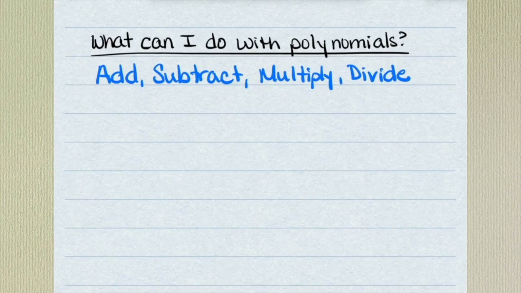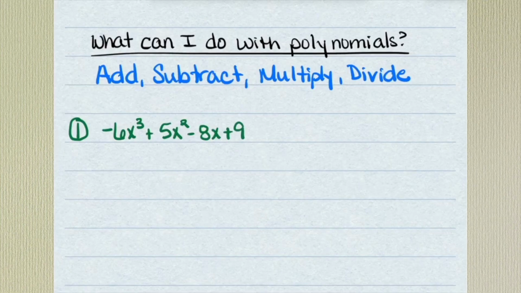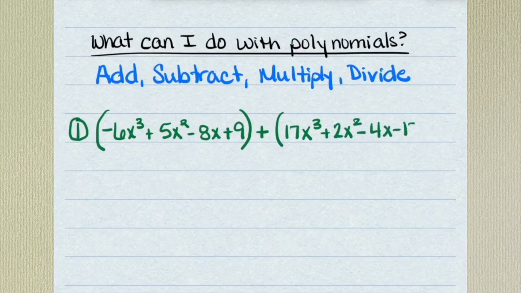I'm looking at my notes. I only have 2 examples here, so I'm going to write it right here. Let's do the first one. It is negative 6x cubed plus 5x squared minus 8x plus 9. I'm going to put it in parentheses to show that that's my first polynomial. And I want to add that to 17x cubed plus 2x squared minus 4x minus 13.